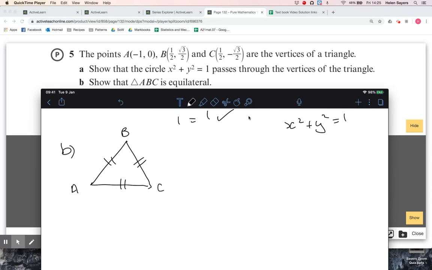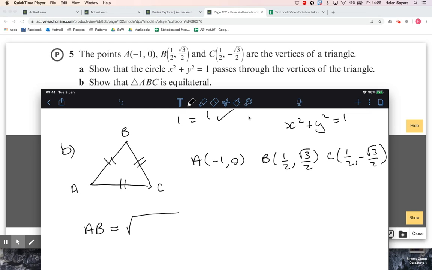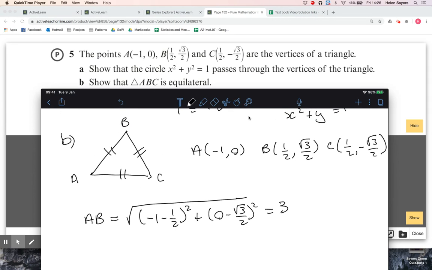So let's just write the coordinates out again. A was minus 1, 0. B was a half, root 3 over 2. And C is a half, minus root 3 over 2. Okay, so let's get cracking. The distance from A to B is going to be minus 1 minus a half all squared, so I'm just doing the distance between 2 points, plus 0 minus root 3 over 2 all squared. So I'm just going to my calculator. That first one is going to be 1.5 squared, and then that is going to be 3 over 4. So I'm getting that to be 3. So AB has a length of 3.